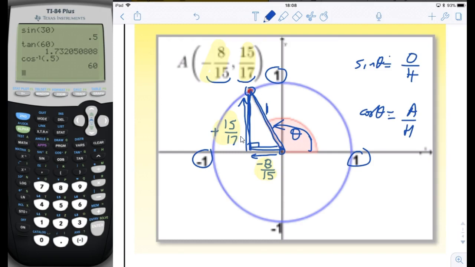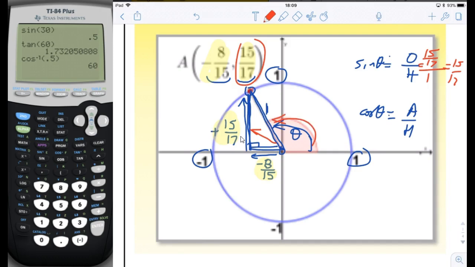So, I am going to write an expression for opposite over hypotenuse. What is the opposite from the angle theta? It is that length right there. 15 over 17 divided by the hypotenuse of 1. So, actually, opposite over hypotenuse is just equal to 15 over 17. And we already said that, didn't we? We said that the y-coordinate of the red dot is going to be the sine value of the angle which corresponds to that red dot.